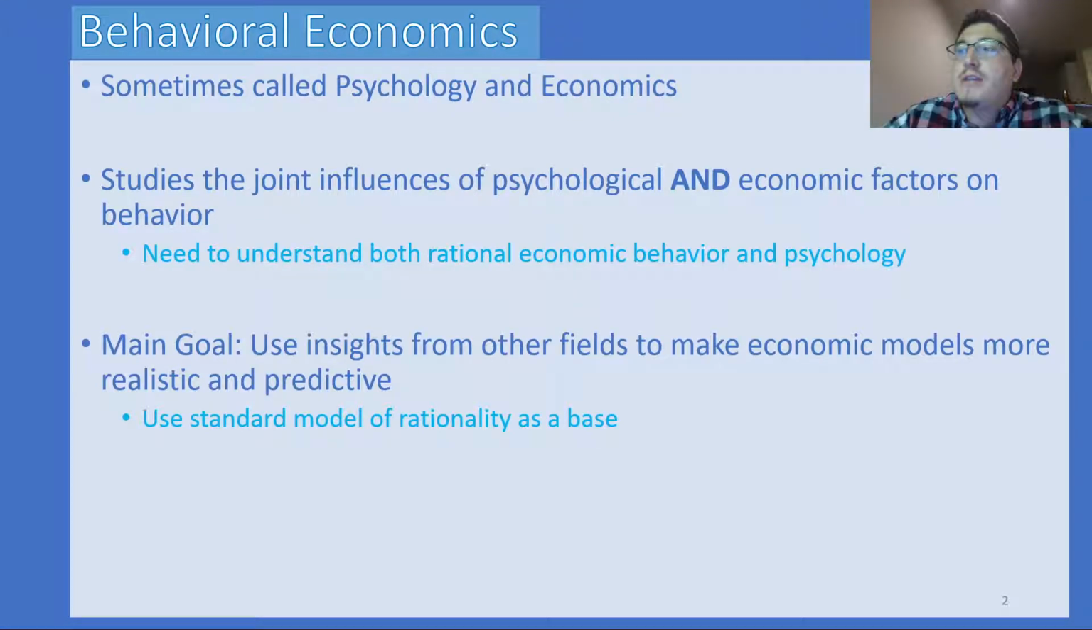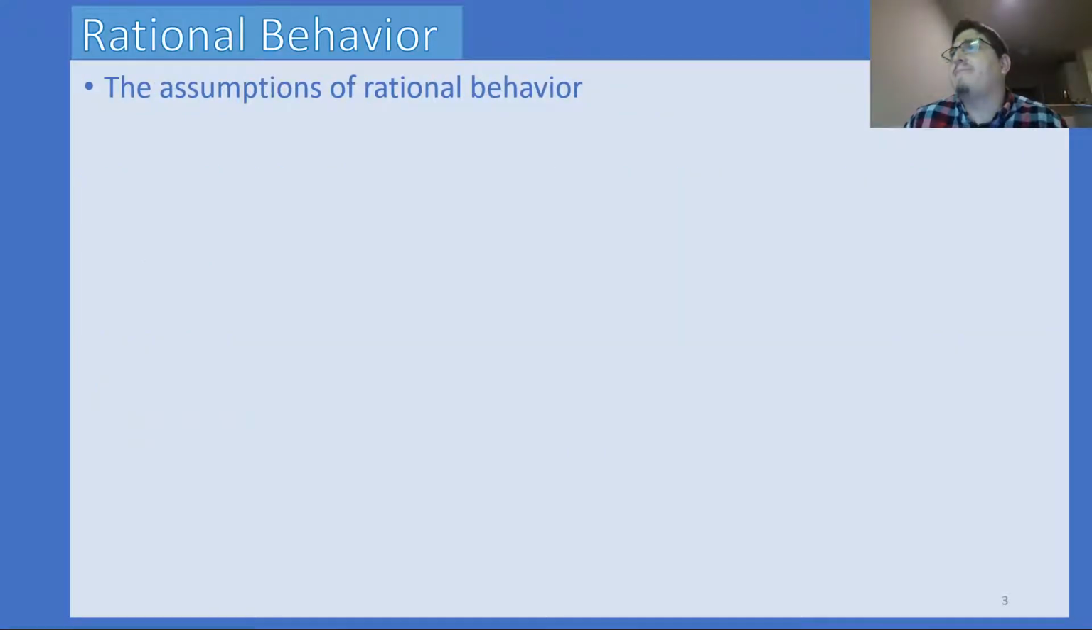But most often we're going to use the standard model of rationality as a base. And the standard model of rationality is basically the stuff that you learned in your 101 courses, where people act selfishly, you have almost infinitely many people, you have perfect information, all these nice things. We're going to cover those assumptions on the next slide.